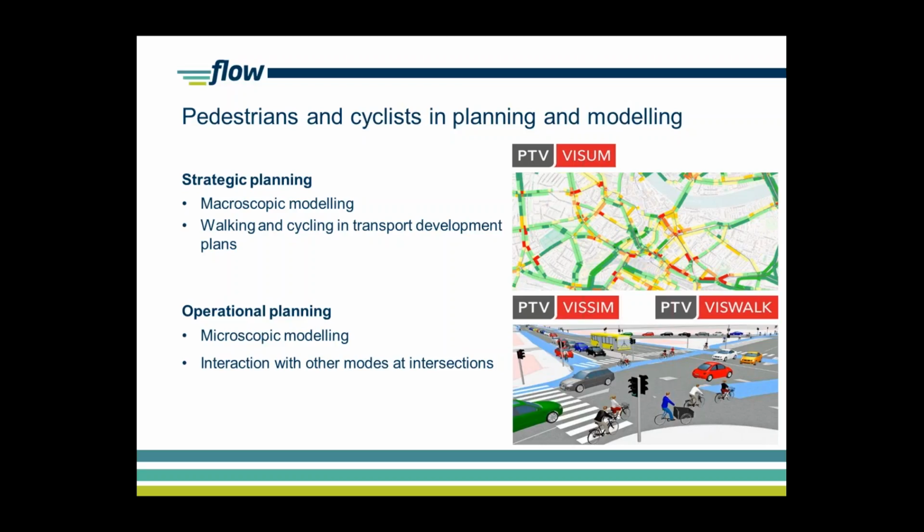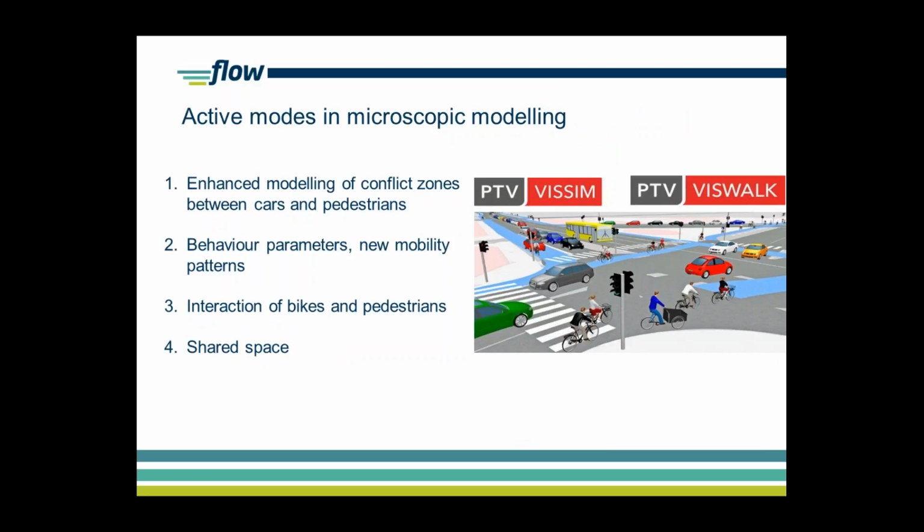As you can see here in the picture, PTV is a modeling company that is part of the FLOW project, one of our partners. They're working on strategic planning, so macroscopic modeling within the FLOW project, which means walking and cycling in transport development plans, at the high level. We're also looking at operational planning, which is at the microscopic level, so the interactions with other modes at intersections. For example, how do cars and pedestrians interact, or how do cyclists and pedestrians interact? So all of the different possible combinations at the operational level, and active modes of microscopic modeling.